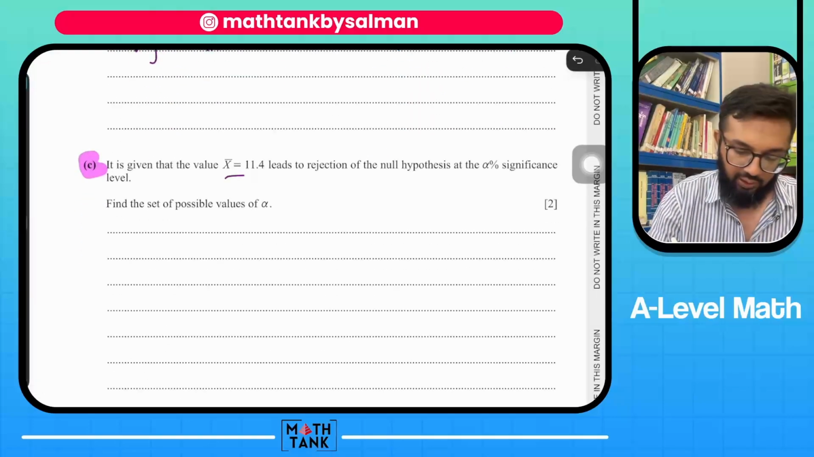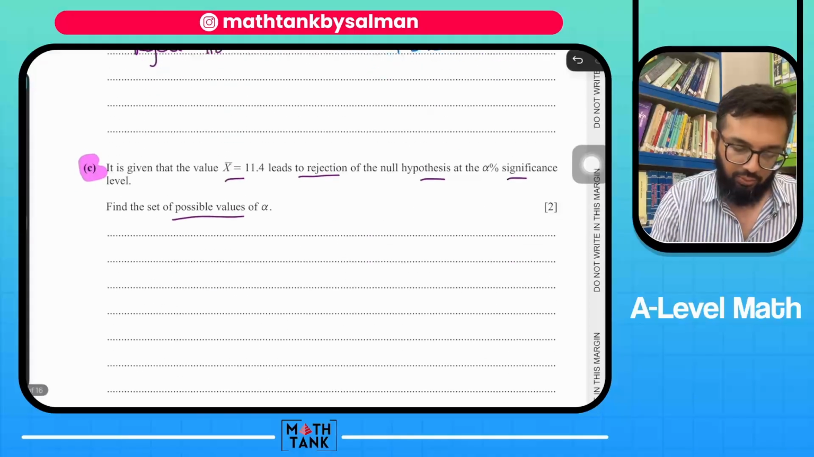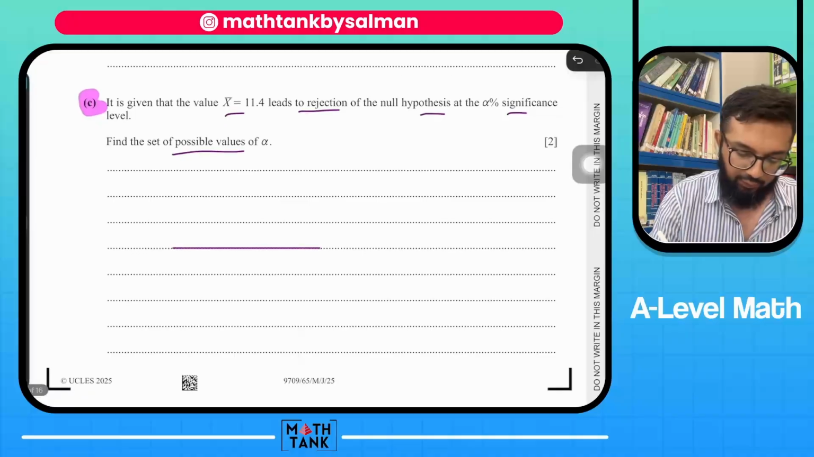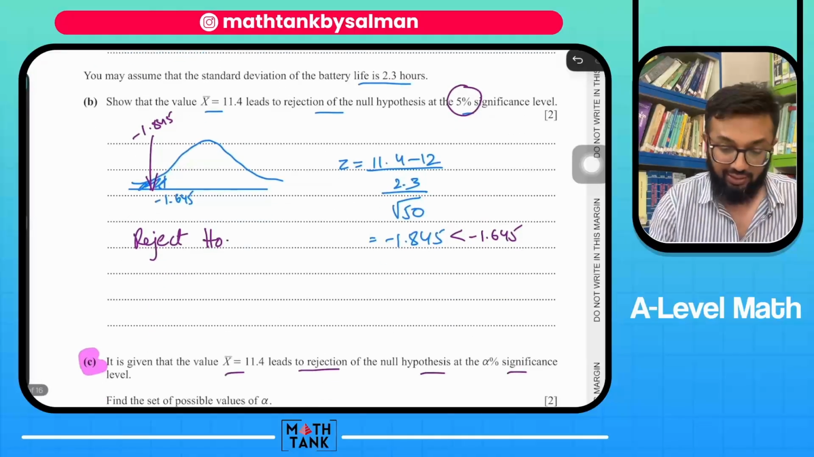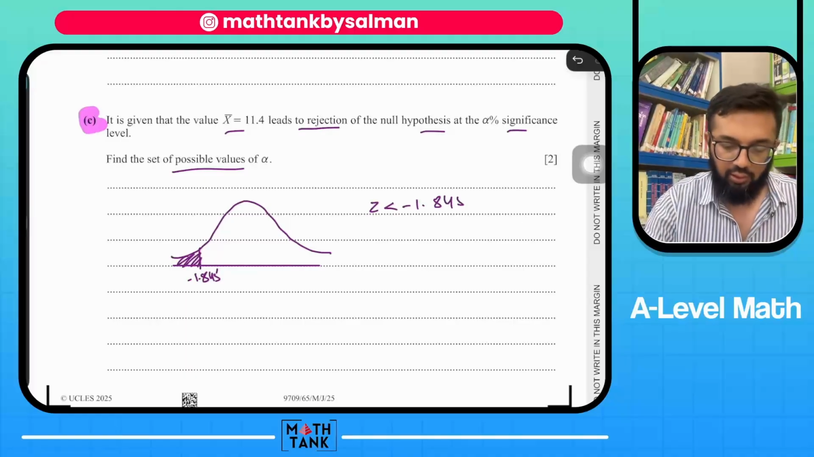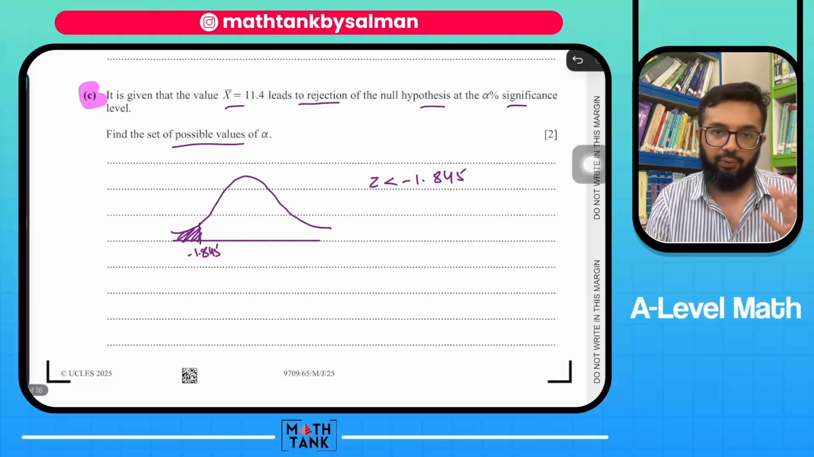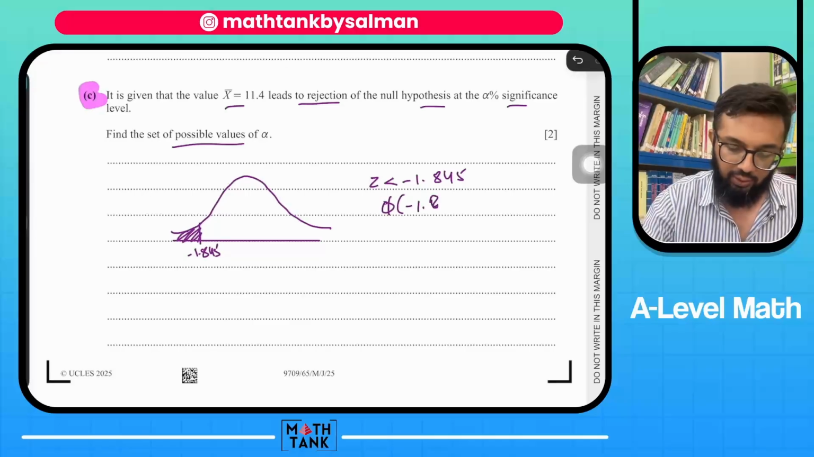It is given that the value of x bar leads to rejection of the null hypothesis at the alpha percent significance level. State the possible values of alpha. Now, what I am saying is that minus 1.845 falls inside the rejection region. That is what I know. It's certainly getting rejected at the 5% significance level. So there's probably a lower significance level where it also got rejected. So I'm going to try and find this probability, the minimum amount of alpha where H naught is going to be rejected. So this is going to be phi of minus 1.845, 1 minus phi of 1.845.